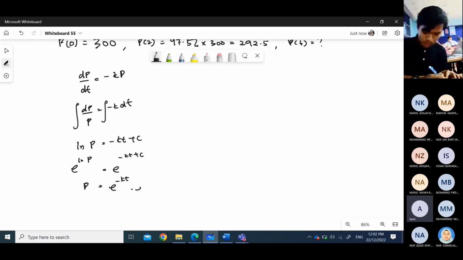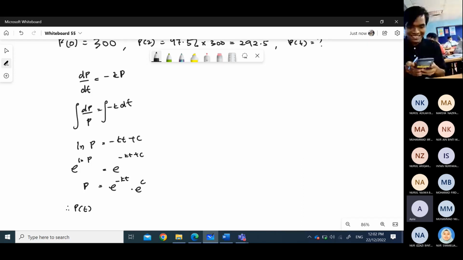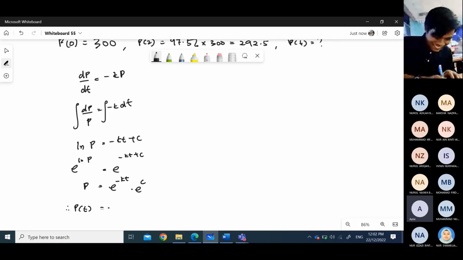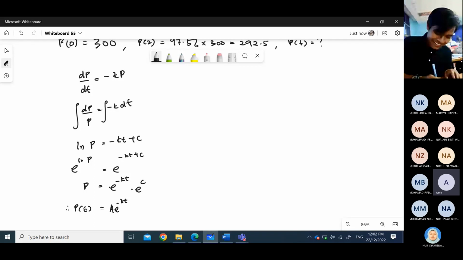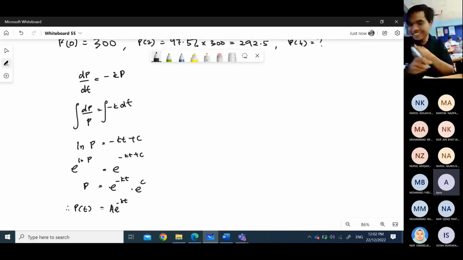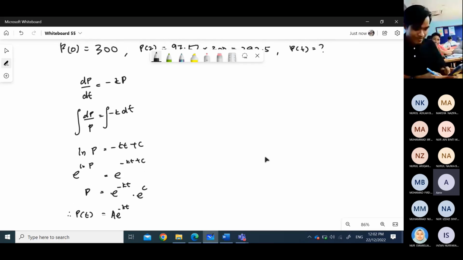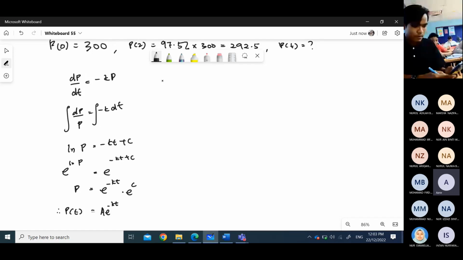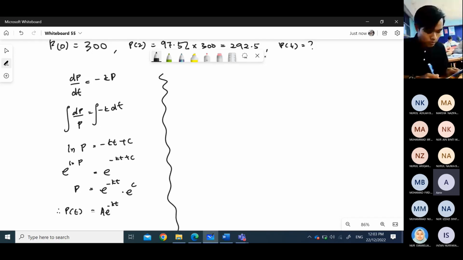Ini 2T sama dengan 900. Okay, so this one is the P of T equal to A exponent negative... Bahagi negatif 2. 0.01.